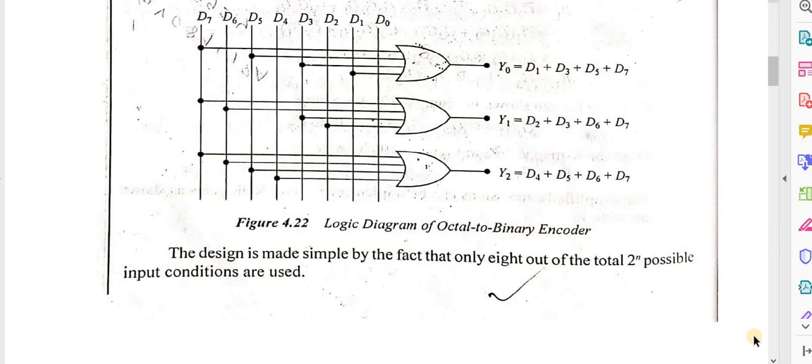So this is how an encoder works. What you need to do is remember the truth table first. After that, from the truth table you will get Y0, Y1 and Y2 as characteristic functions, and after these characteristic functions you can draw the logic diagram. Okay, so thank you.